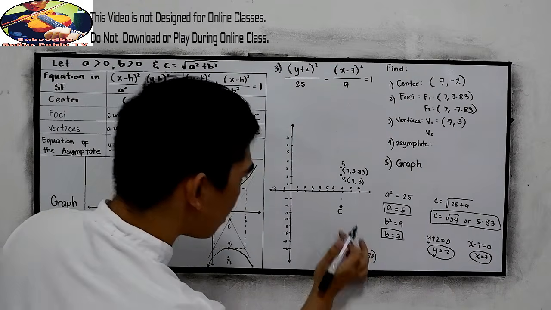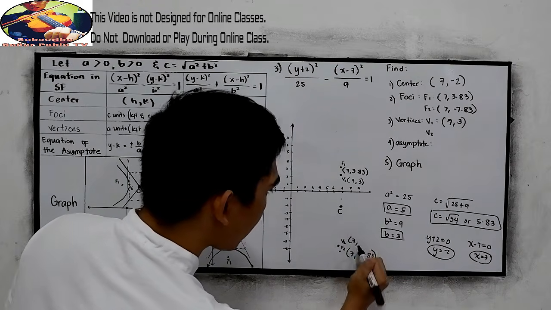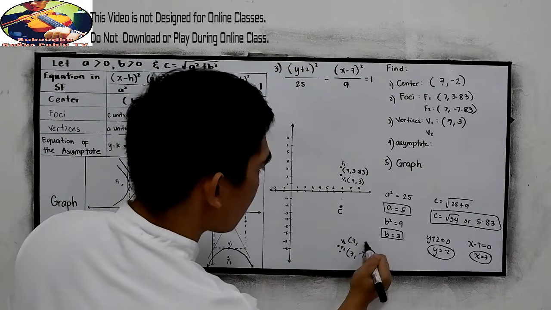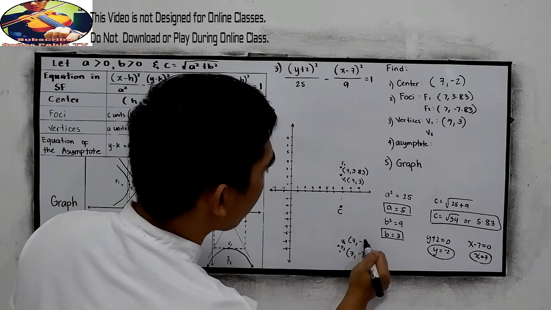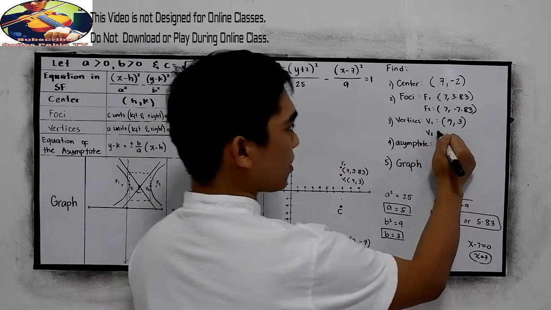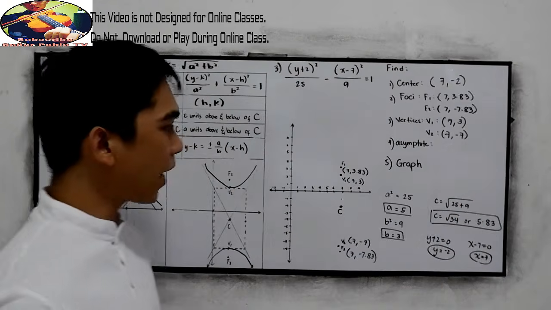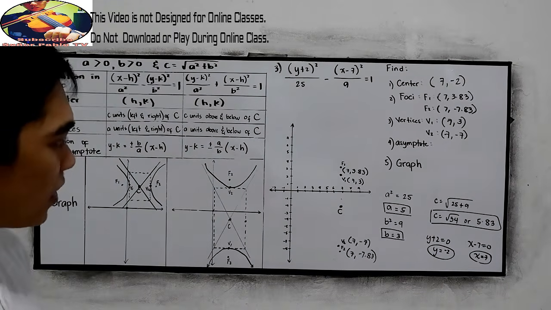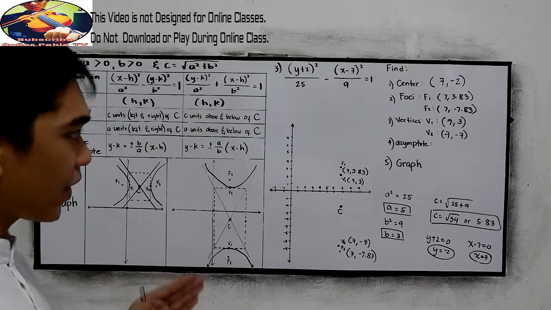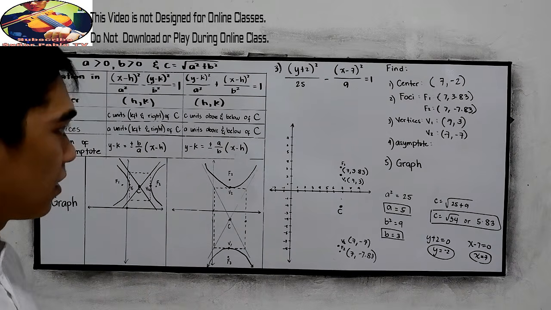So we substitute 2, 7, then negative 7. So 7 and negative 7. Okay. Now, let us create our rectangle.